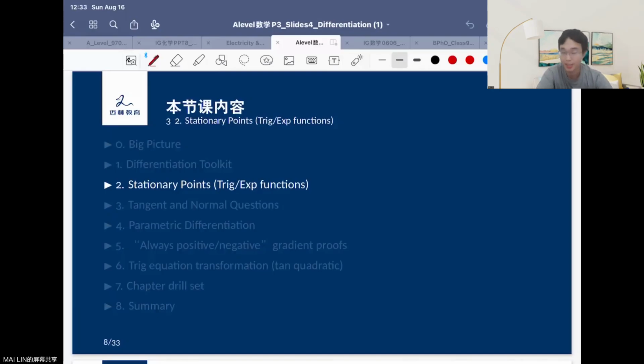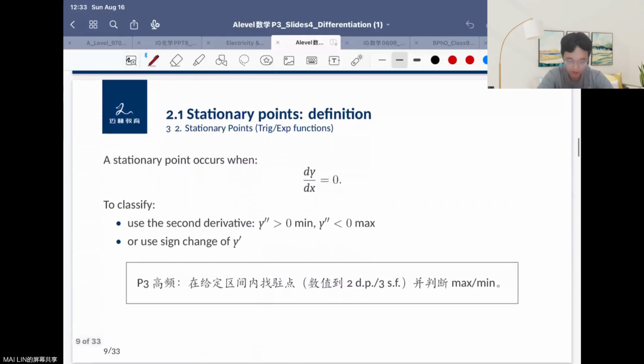We are talking about the stationary point, okay? So what is a stationary point? Let's move into this part. We have learned before that a stationary point is where dy over dx, the differentiation, equals 0, right?